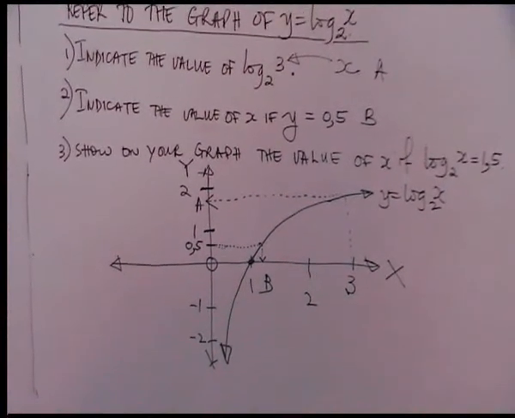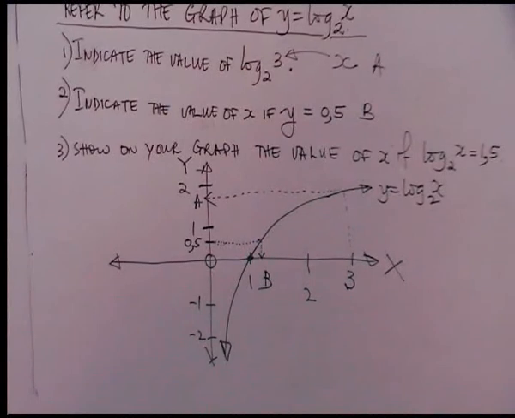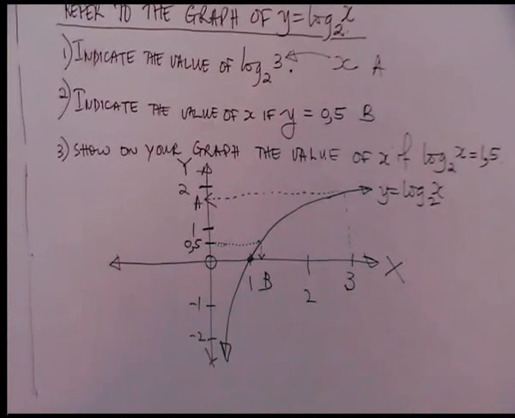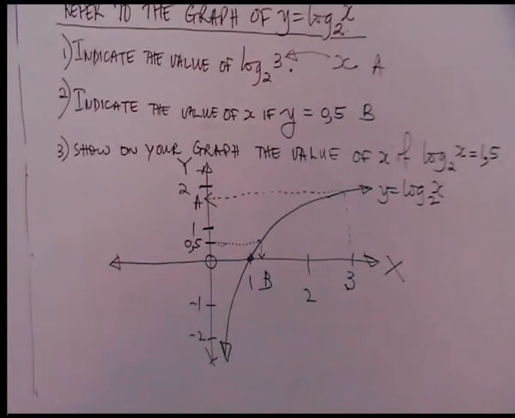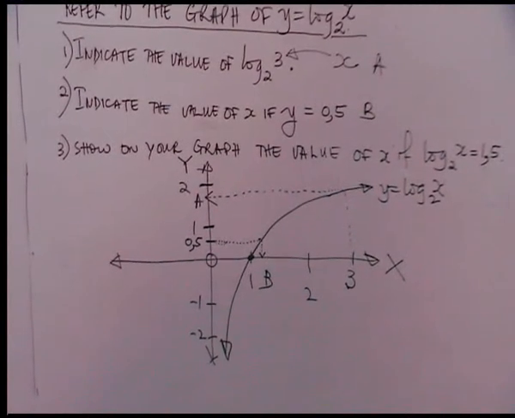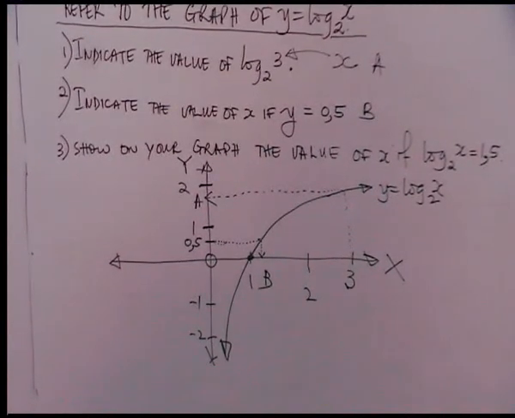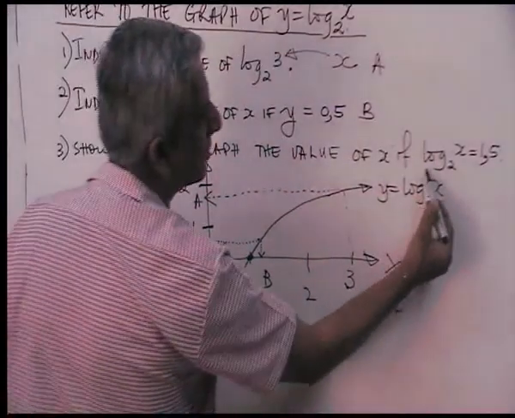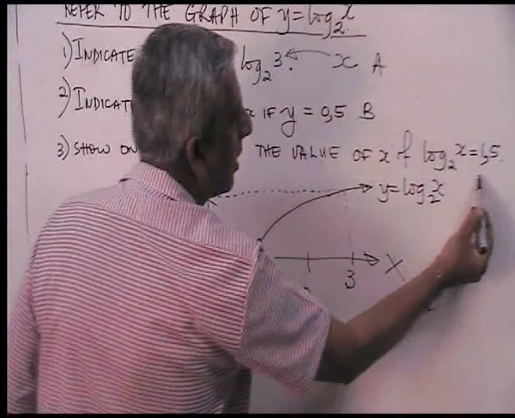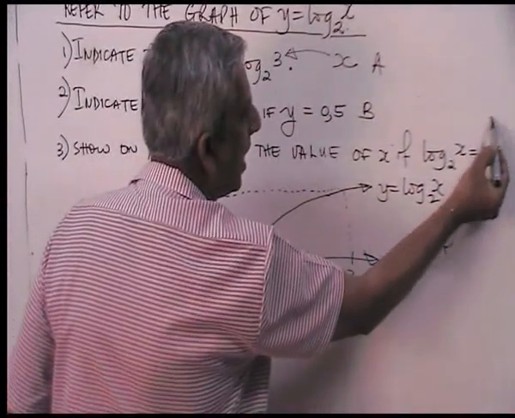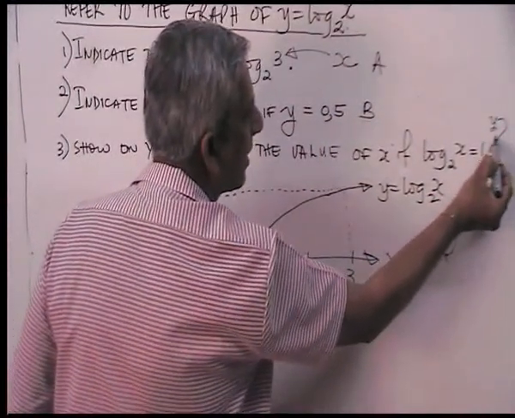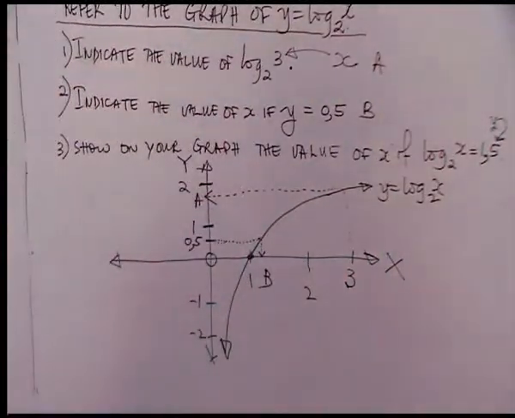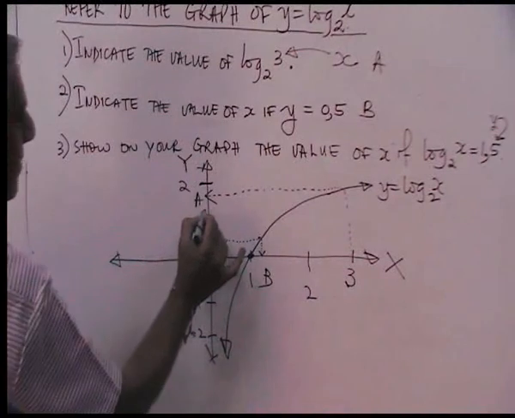And finally, show on your graph the value of x if log of x to the base 2 is 1,5. So when you read this question here, this is really y. So y is 1,5. So if y is 1,5, then 1,5 is somewhere here.